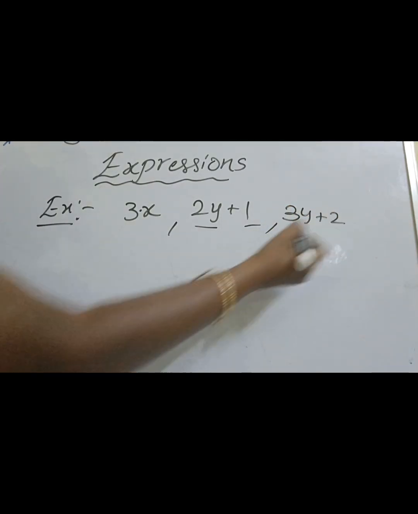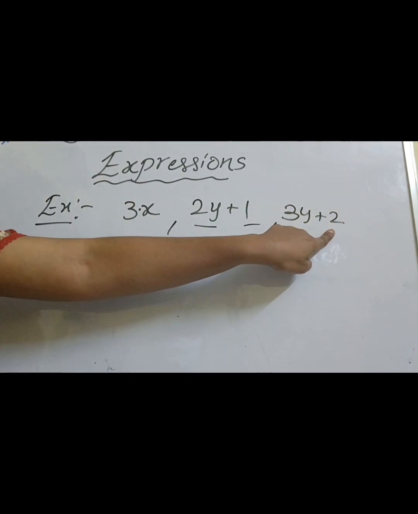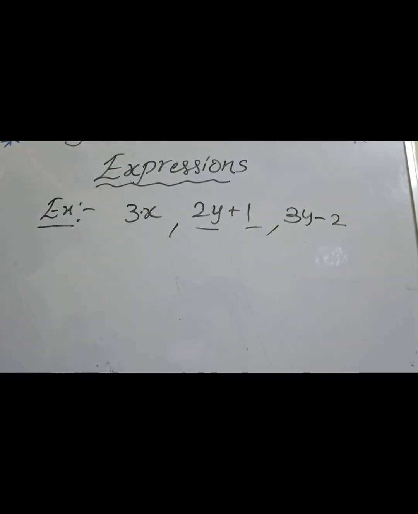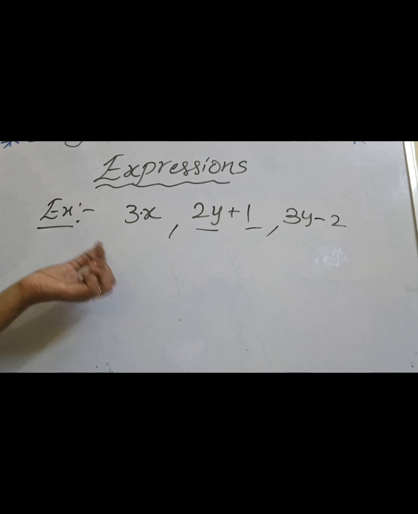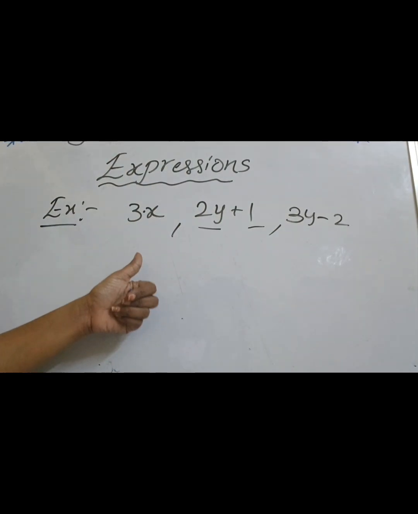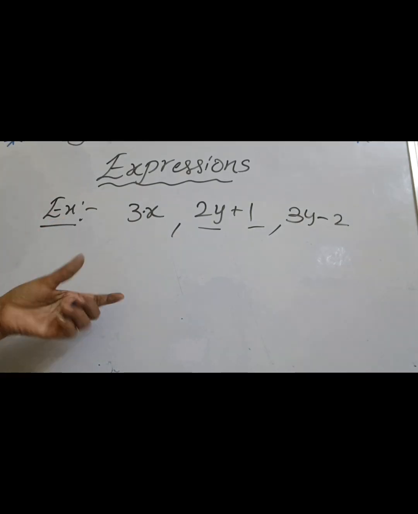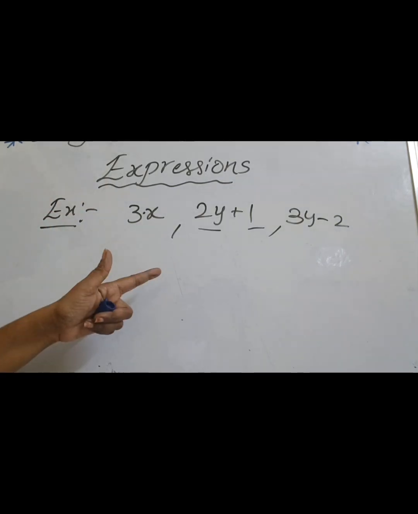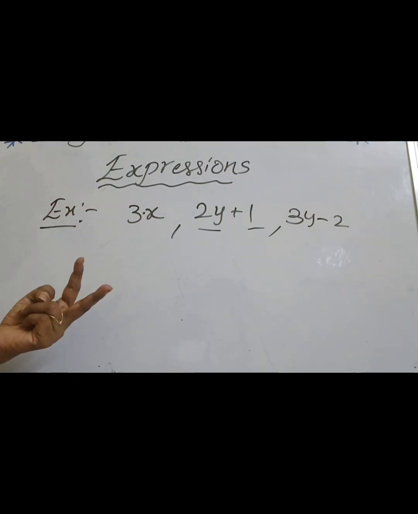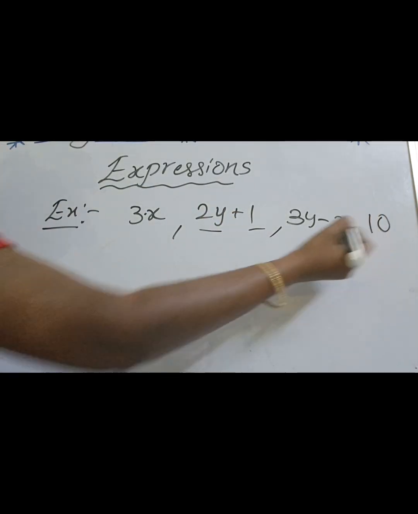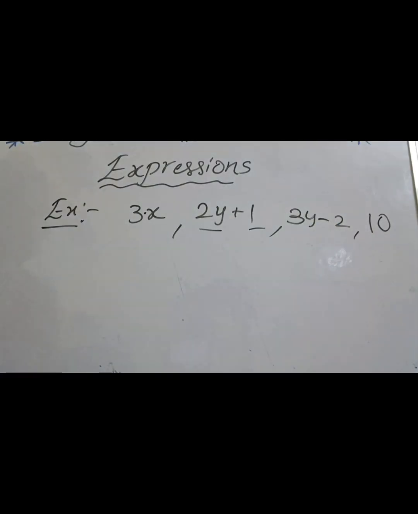Next, if you see another one, 3y plus 2. Here also we have two terms. Suppose here I am taking minus or division, anything you can take. Like this, whenever one term or a combination of terms are connected by the four operations, they are called expressions, children. In this also again we can see two types. And is 10 a term expression, children? Yes. 10 is also an expression.